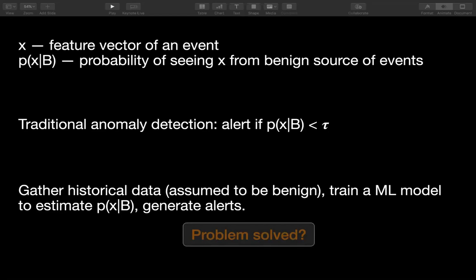Problem solved? Are we done? Can we go home? Well, sadly, no. So here, let's check and see how you're with me. For those of you who've worked on anomaly detection, where does this fall short? What are the shortcomings of this approach to detecting attacks? Do you want to type in the chat and share what your thoughts are?